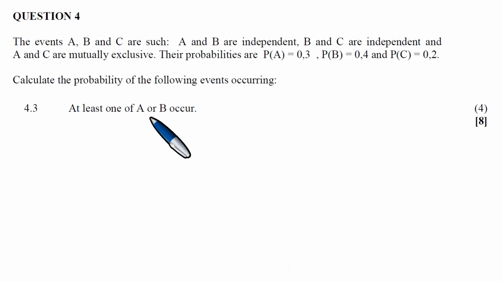At least one of A or B occur. But you know that A and B are independent. If they say at least one of A or B occur, it means that either A or B occur. So we're going to find the probability of A or B. What is the probability of A or B?